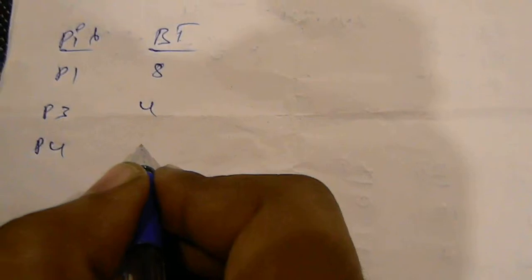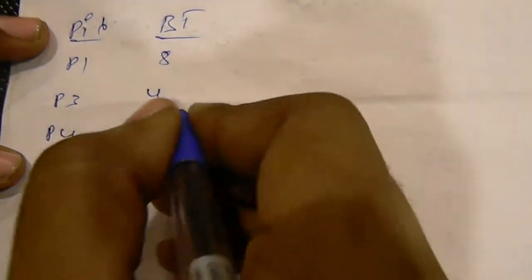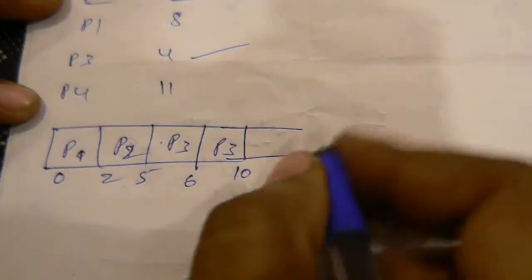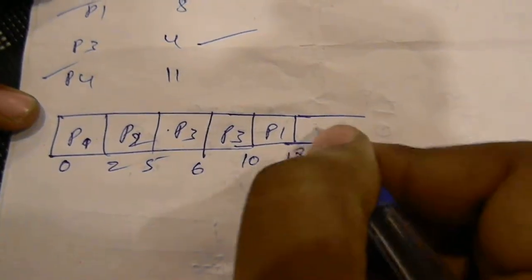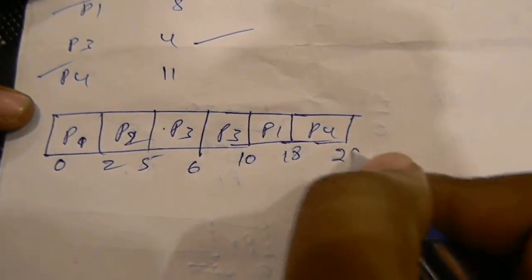At this point the PIDs and burst times are P1, P3, P4 with burst times 8, 4 and 11. The smallest among these three is P3 and it enters execution. Again P3 executes to its completion. Now among P4 and P1, P1 is the smallest, so it enters execution and completes its execution. Then P4 enters and executes until 29 milliseconds.